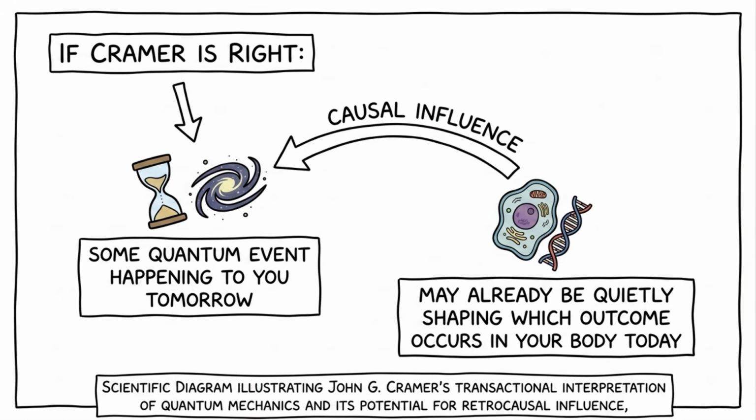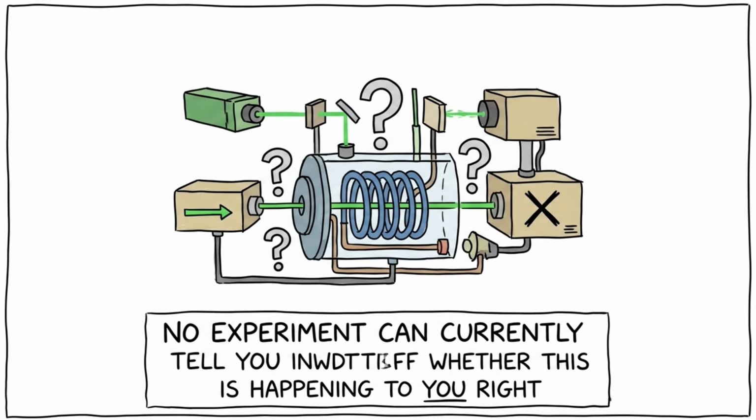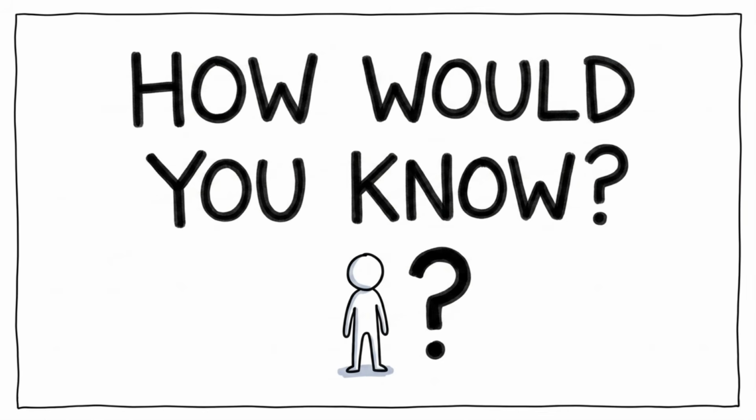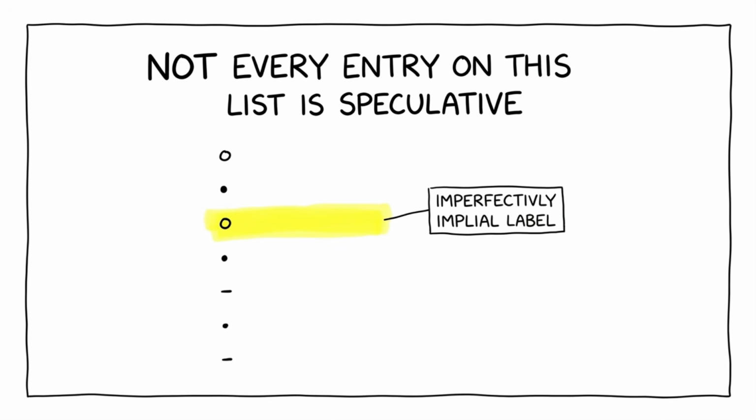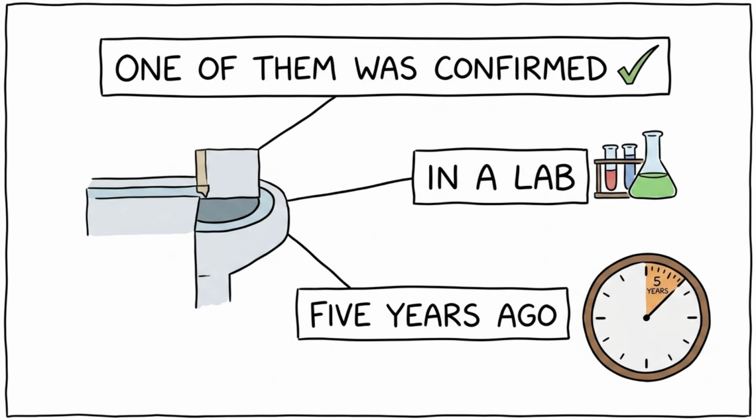If Cramer is right, some quantum event happening to you tomorrow may already be quietly shaping which outcome occurs in your body today. There's no experiment that can currently tell you whether this is happening to you right now. How would you know? Not every entry on this list is speculative. One of them was confirmed in a lab 5 years ago.